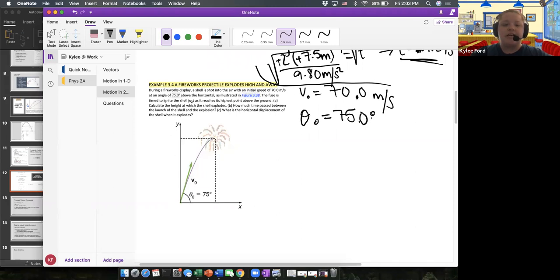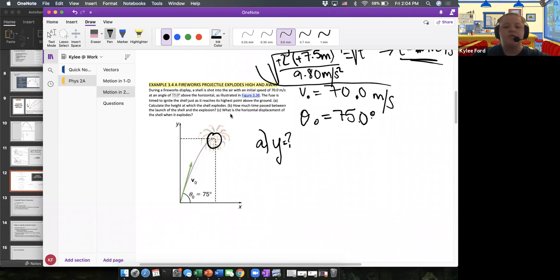The fuse is timed to ignite the shell just as it reaches the highest point, so we're going to call that point. We want to calculate the height at which the shell explodes, how much time has passed between the launch and the explosion, and what the horizontal displacement is when the shell explodes. Let's break this down. For our first one, we want our maximum height, which would be our y final. This is what we're looking for.